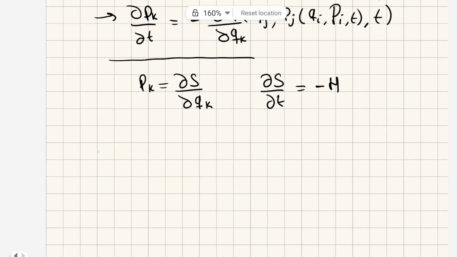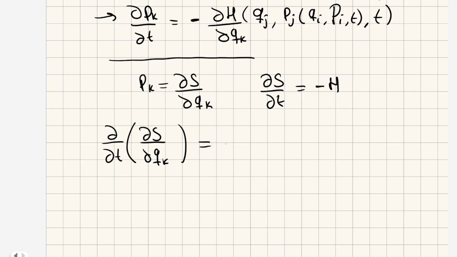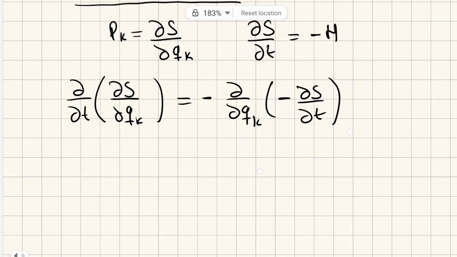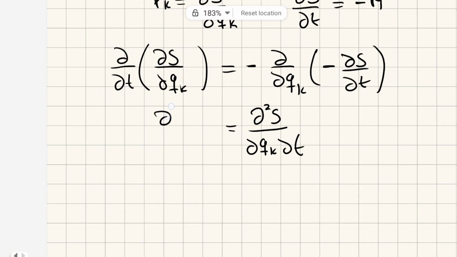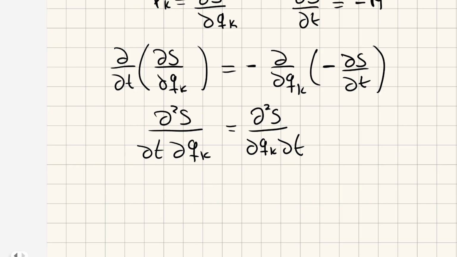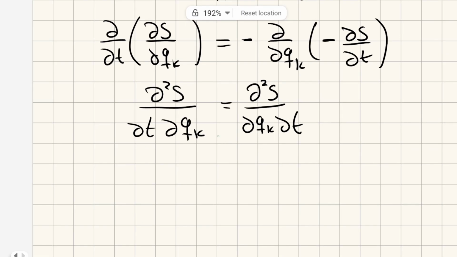that the derivative with respect to time of pk, which is the derivative of s with respect to qk, is equal to minus the derivative with respect to qk of h, but h is minus the derivative of s with respect to time. So we can say from this that the second derivative of s with respect to qk and then time is equal to the second derivative of s with respect to time and then qk. So the order of the derivatives doesn't matter.